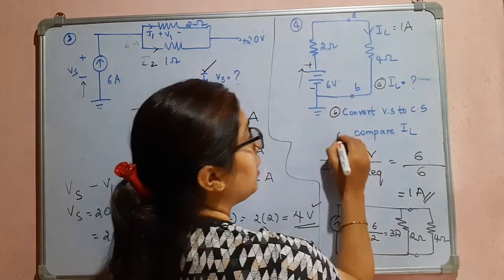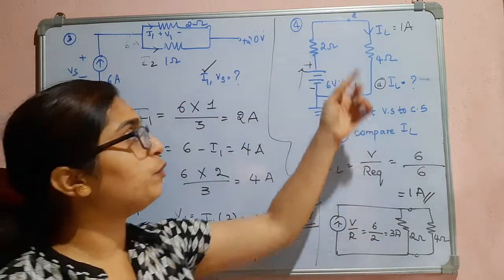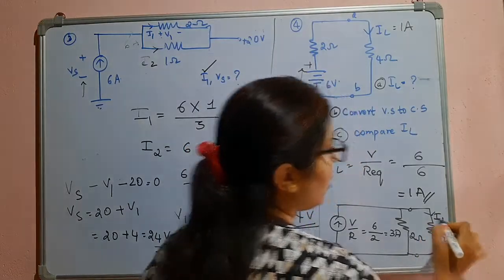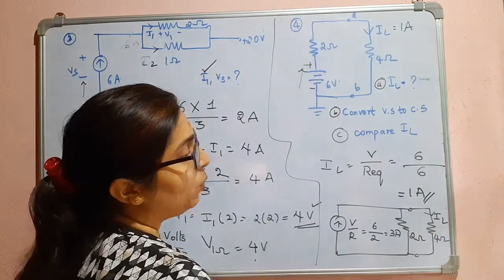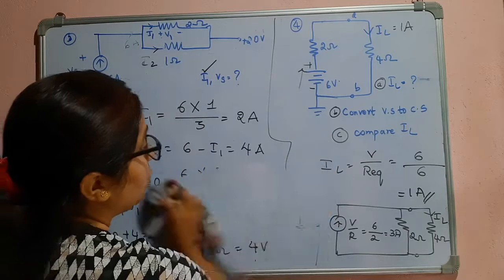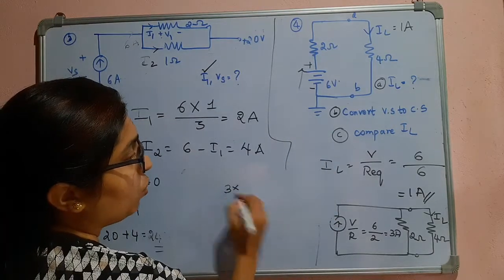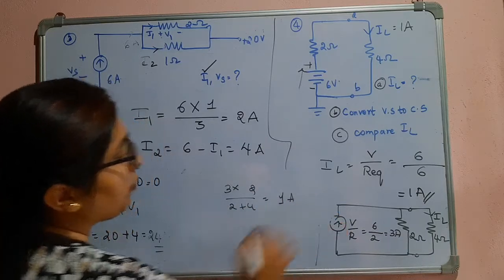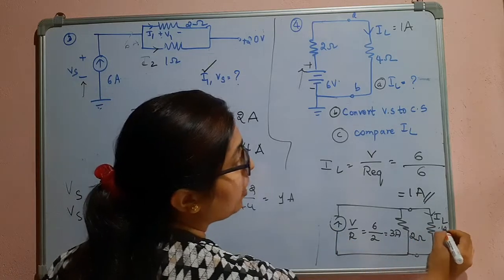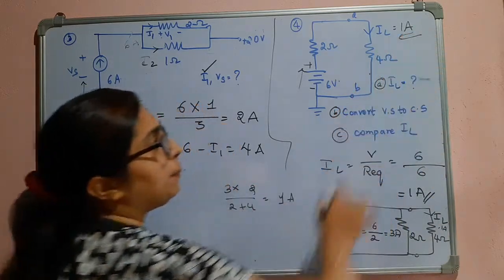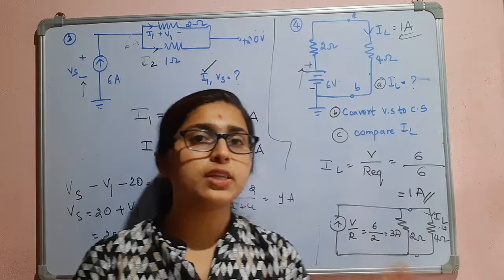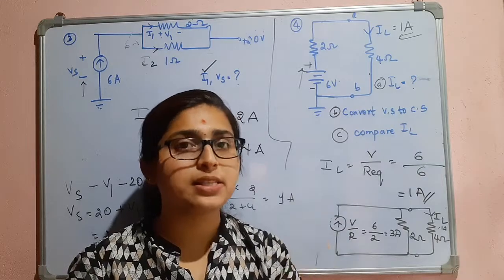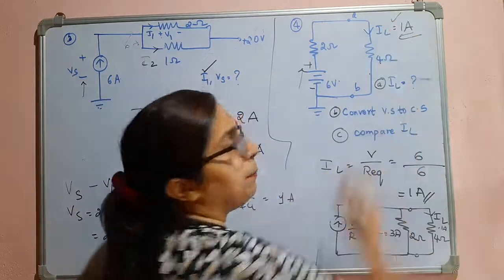Now in the third part, that is the C part, they are asking you to find out the IL and compare the result. So here this is IL. What is IL? Using the current divider rule, it is 3 into 2 divided by 2 plus 4. So it is equal to 1 ampere. Right? So this is also 1 ampere, and in the first part also we got 1 ampere. So if we convert the voltage source into its equivalent current source, the current does not change. It remains the same, that is 1 ampere current.